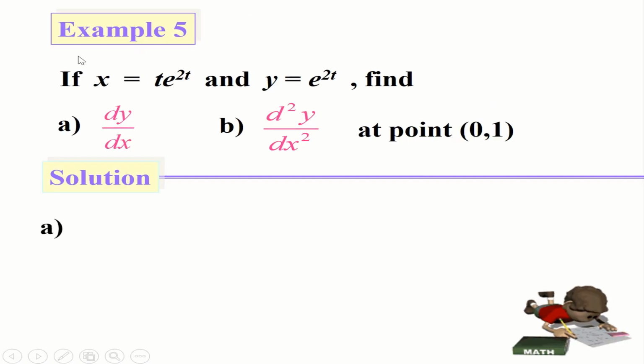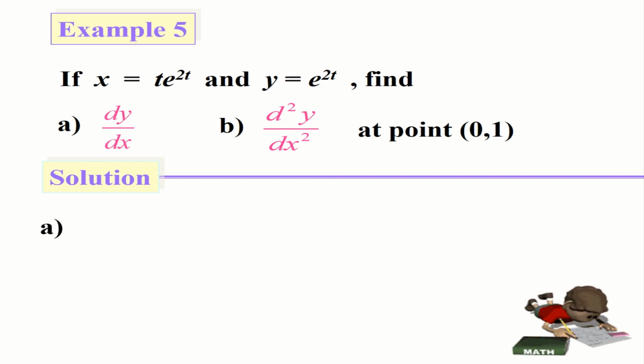Let's see example 5. If x equals t e power 2t and y equals e power 2t, find dy/dx and the second derivative of y with respect to x at the point (0, 1). So for this case, we want to find the value of dy/dx and the second derivative of y with respect to x at (0, 1). So x equals 0, y equals 1.